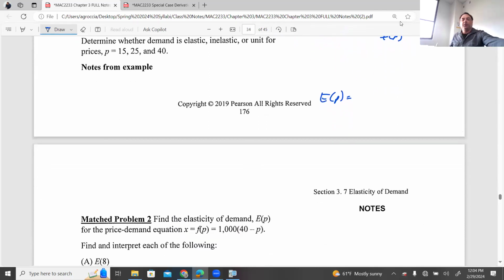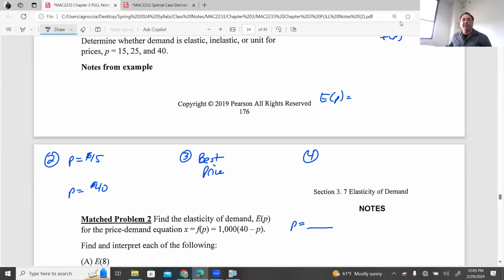Then 2, I'm going to say, what happens when the price is $15? And what happens when the price is $40? You're going to realize neither one is good. So step 3, find the best price. Number 4, label your price, label your demand, and tell me what your revenue is going to be.